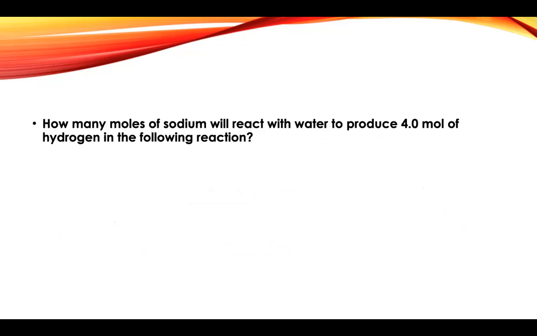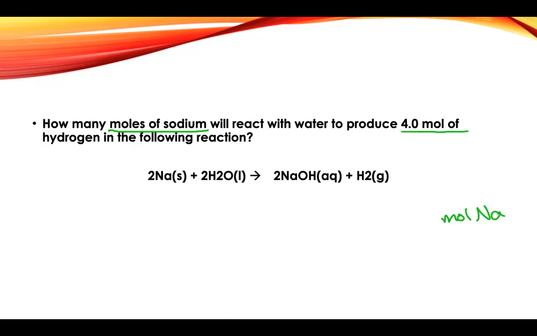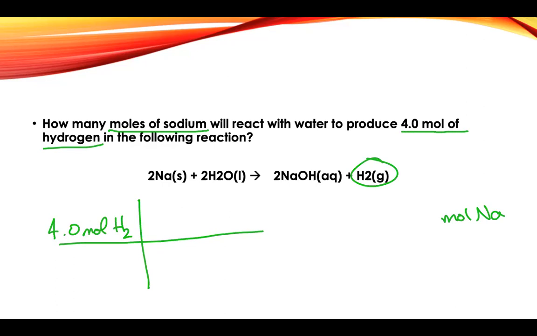Okay, here's another example. How many moles of sodium will react with water to produce 4 moles of hydrogen in the following reaction? They've already given you the balanced chemical equation. So again, how many moles of sodium? That's my unknown. And my known, or my given, is 4 moles of hydrogen. So I've got 4.0 moles of H2. So I just need a mole ratio. I need H2 on the bottom. The coefficient here is 1. And I need moles of sodium on the top. That's 2. Cut moles of H2. You get 8.0. 4 times 2.